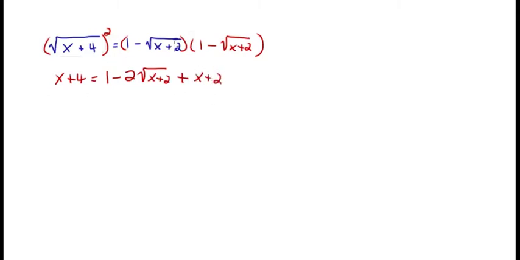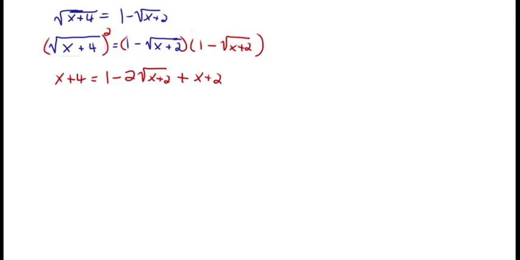So now we're looking a lot better than the original up here. And I'll write the original, the square root of x plus 4 equals 1 minus the square root of x plus 2. This is a lot easier than this because we only have one radical now.